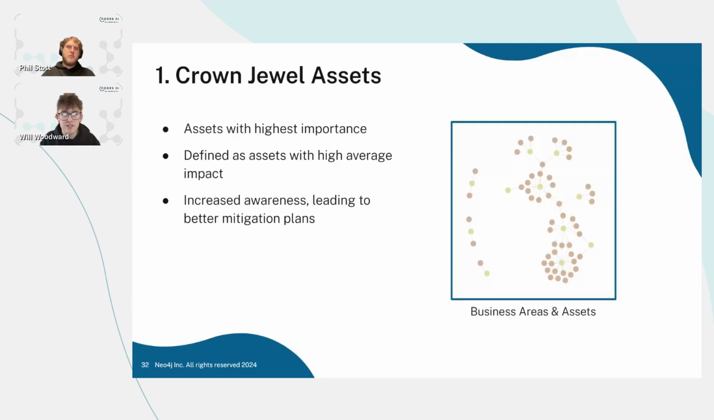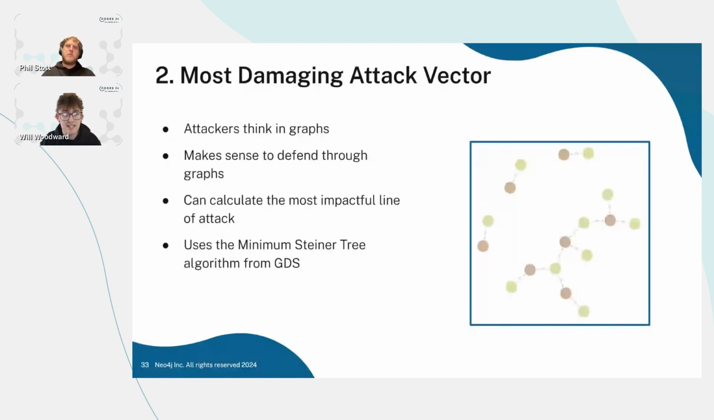So if we look at the crown jewel assets, we've defined them in our risk register as assets that have a high average impact. So say Phil's laptop has 3 risks associated with it, all have impact 5. This is going to be an important asset to the business. We should target our mitigation plans towards this asset, and we can easily identify this with a graph. The most damaging attack vector.